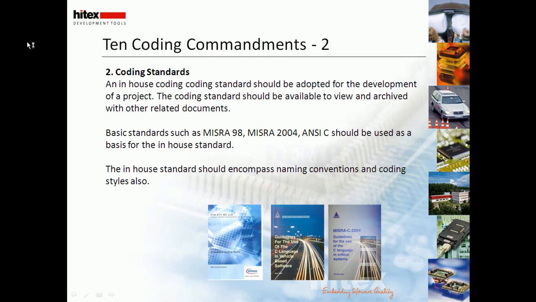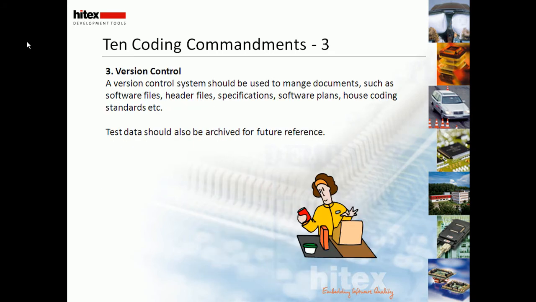Moving on to Coding Commandment number 2. An in-house coding standard should be adopted for the development of a project. The coding standard should be available to view, and it should be archived along with all the other related documents. Basic standards such as MISRA 98, MISRA 2004 and the ANSI standard should be used as a basis for the in-house standard. The in-house standard should encompass naming convention and coding styles also, in addition to items from MISRA 98 and MISRA 2004.